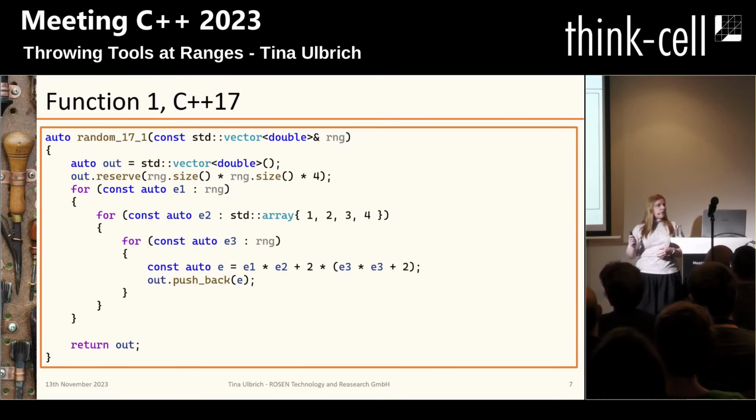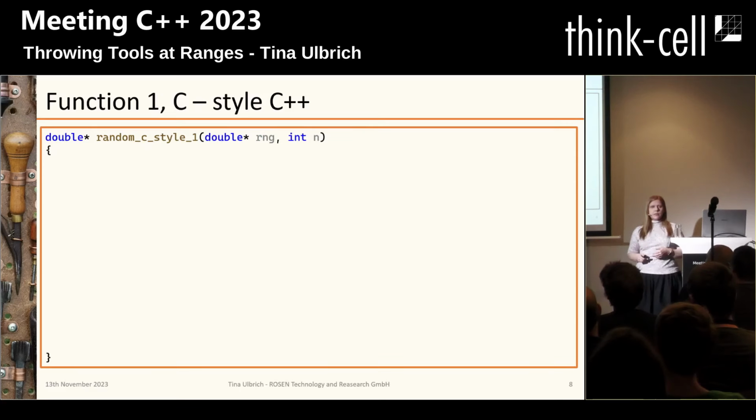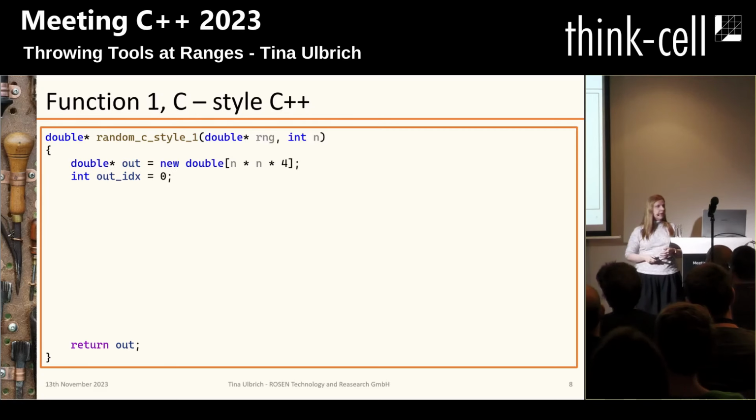And of course, we have C-style C++. As you can see, it's C-style, so I'm using pointers, and because it's dynamic memory, I need a size for my range. I have a new in there, which is super scary.